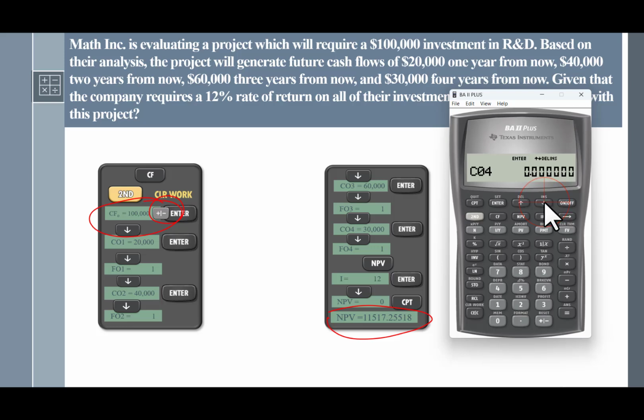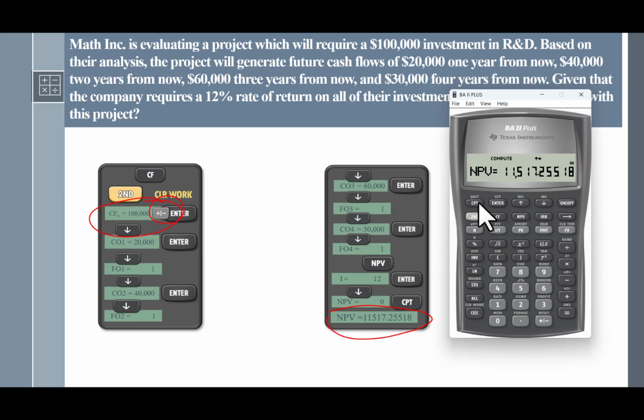Frequency 1. CO4 is 0 because we never entered CO4 before. So now I'm going to enter it as 30,000. And also 1, the frequency. I'm going to go to NPV. Interest rate is 12. And net present value. And you can see that it's 11,517. It's positive, which means it's a good investment.